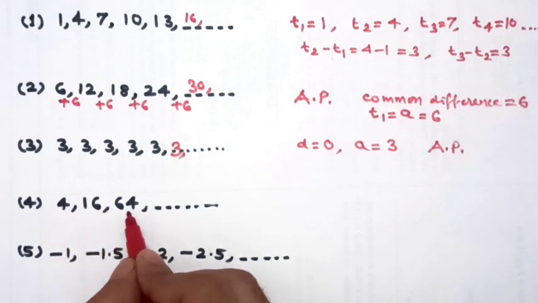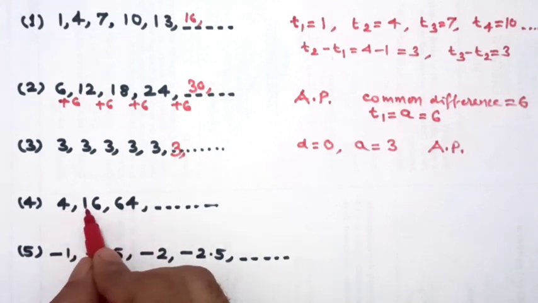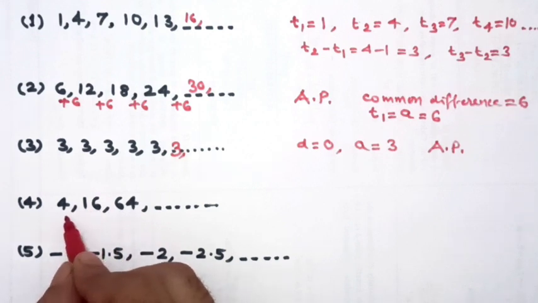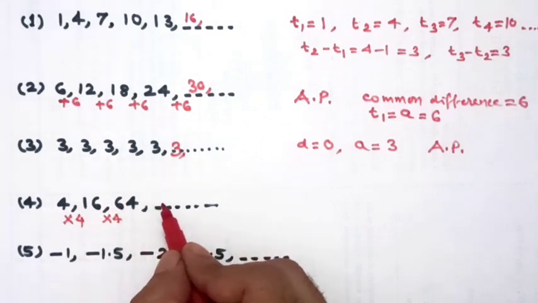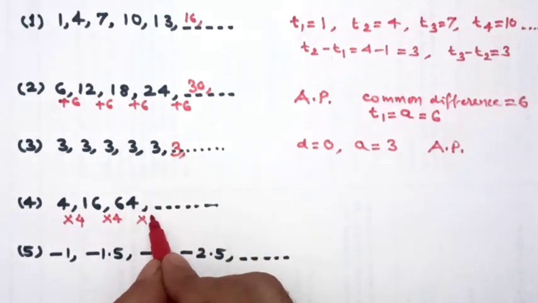4, 16, 64. When I add 4 here, I will not get 16, I will get 8. So here my rule fails. But when I multiply by 4, 4 4s are 16, and again 16 into 4 gives me 64. That means the general rule is: when I multiply with a constant, a fixed ratio, I get the next term.